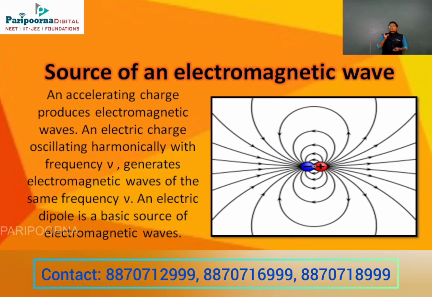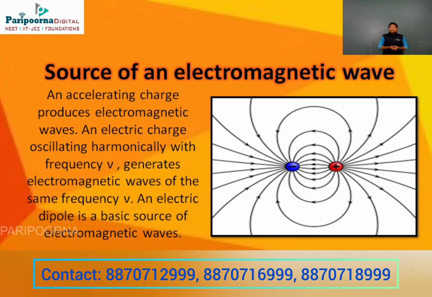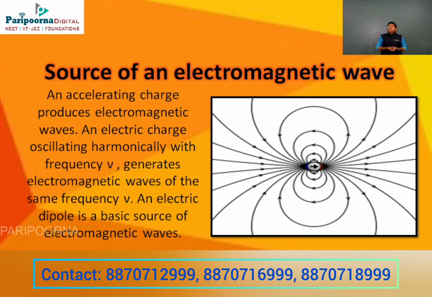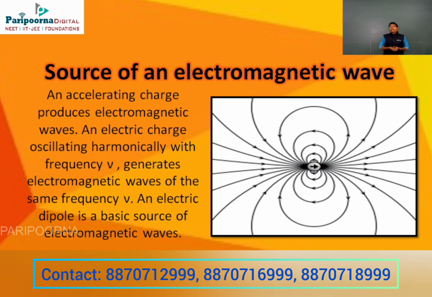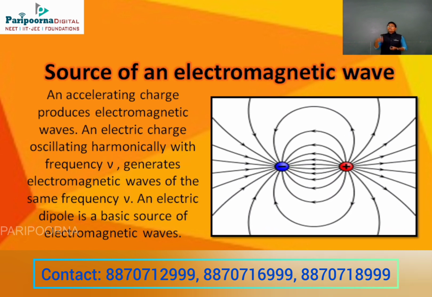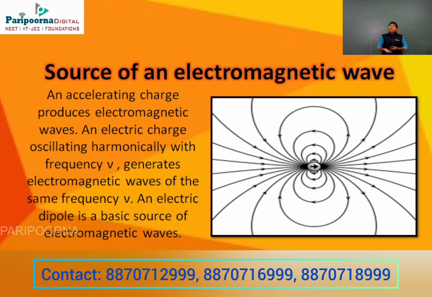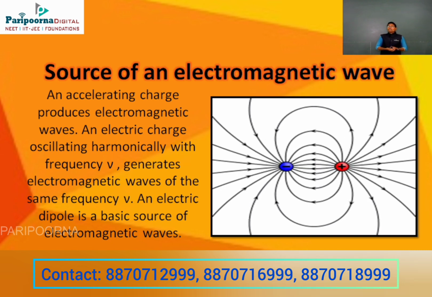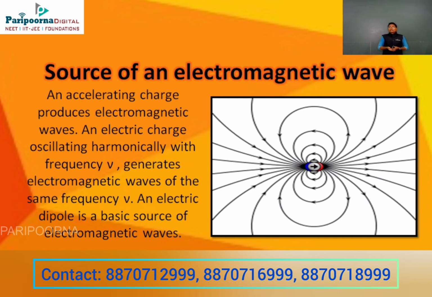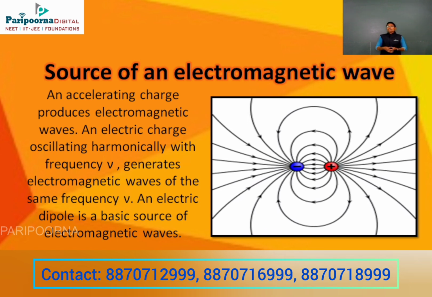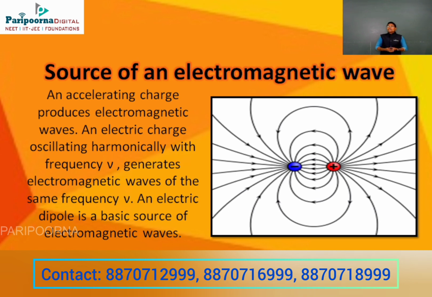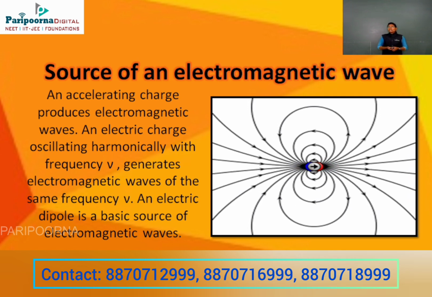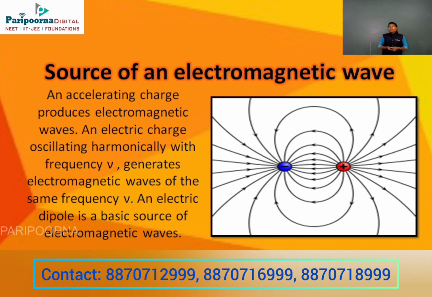What is the source of an electromagnetic wave? An accelerating charge produces electromagnetic waves. We have seen before that an electric charge oscillating harmonically with the frequency nu will generate electromagnetic waves with the same frequency nu. So an electric dipole is a basic source of electromagnetic waves. You can observe it from the image, the electric dipole.